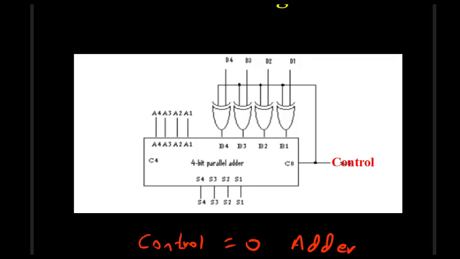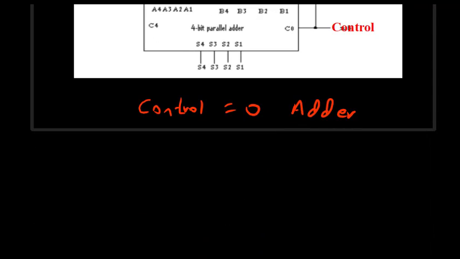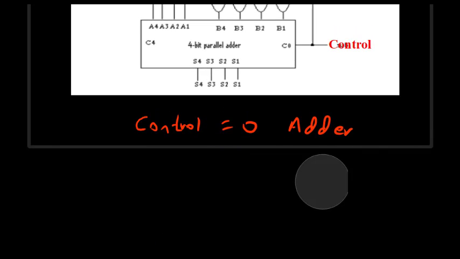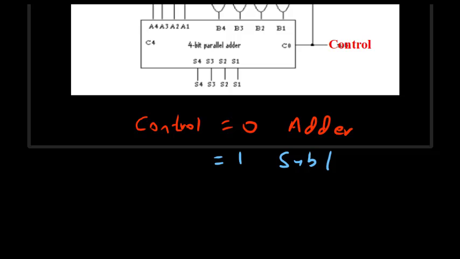Now what is the 2's complement method? Suppose we want to subtract B from A. What we do is take the 2's complement of B and then add it to A, and whatever sum we get is actually the result. I have shown in my previous videos how to do subtraction using 2's complement. So we convert this subtraction into the 2's complement method. So when the control pin is 1, it works as a subtractor.